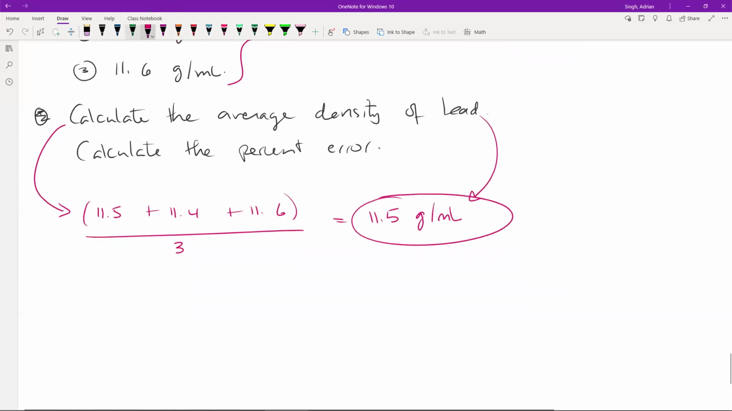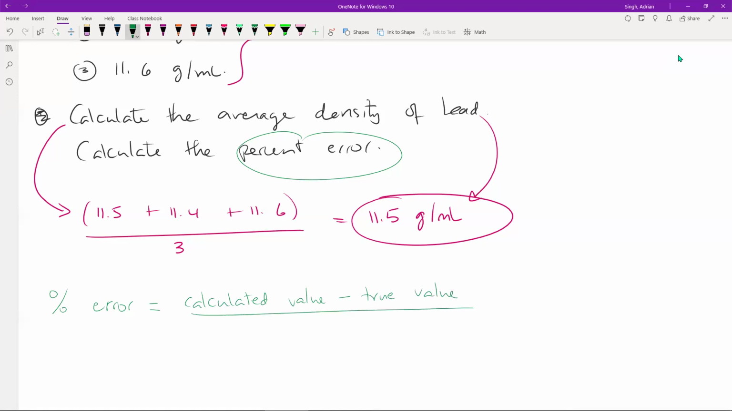The next thing we can do is calculate the percent error, and the percent error is calculated as follows. We're going to take the calculated value. We're going to subtract the true value. We're going to divide that by the true value.